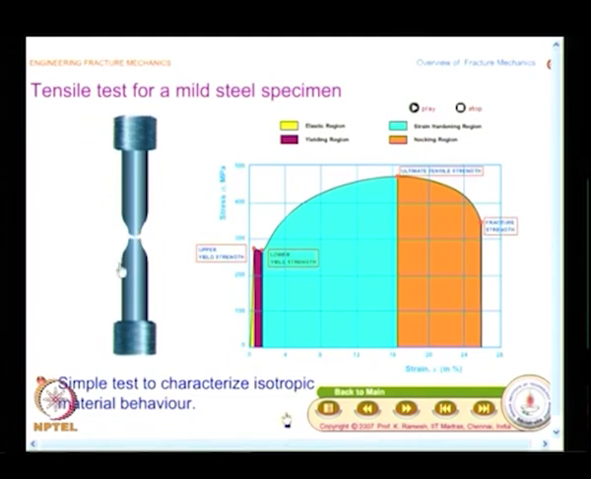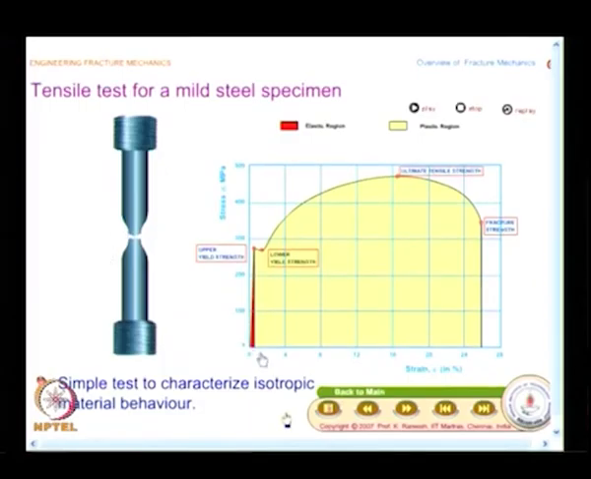This is a ductile material, and codes exist on what type of specimen you will have to use, how it should be prepared, and what the surface finish should be; detailed codes exist. So, you are going to follow the code and perform this test. At the end of the test, what do you get? You get this stress strain curve, and the red shaded portion is the elastic region, and here you have the plastic region.